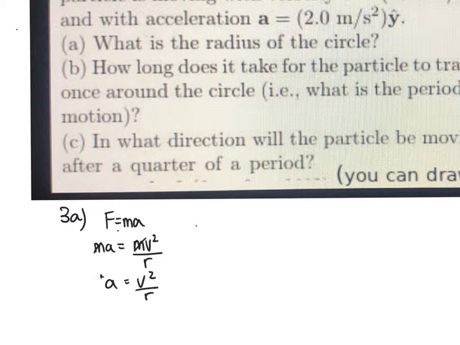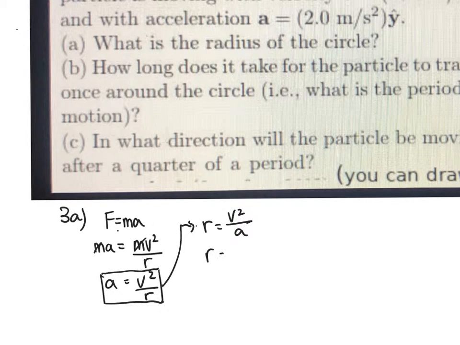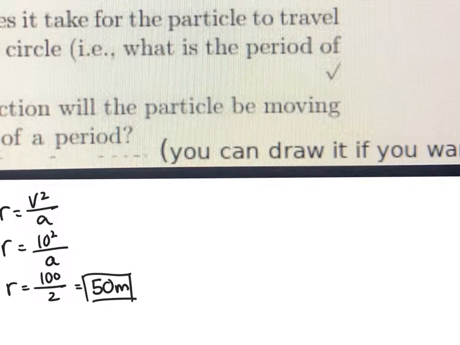So a equals v squared over r. That is an equation, I believe, that is very well known, and you should know about that by now. So we can go to r equals v squared over a, and we're done. r equals 10 squared, which is 100, over 2, which then equals 50 meters. So this is your radius. Okay? Next.